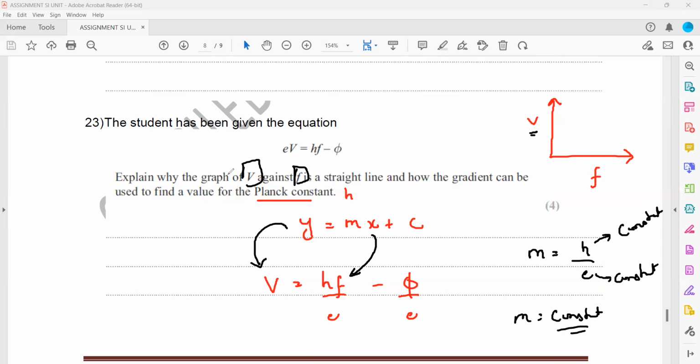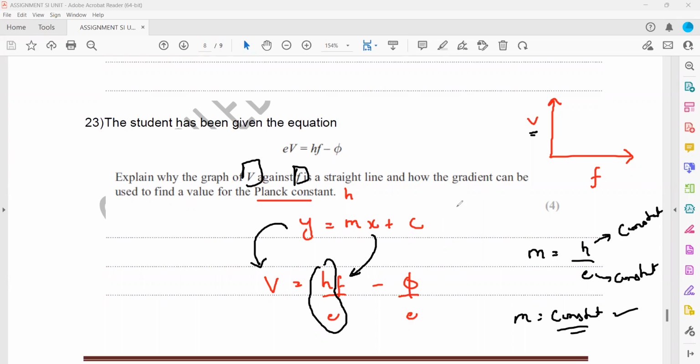So first thing, we have to show that the graph between V and F is a straight line. So why is it a straight line? Because when we rearrange the equation according to the equation of a straight line, y equals mx plus c, on the y-axis we have V, on the x-axis we have F. What we are left with is h over E, where h is the Planck's constant and E is the charge of the electron, which is also constant. So when we divide these two constants, we'll get a constant gradient. That's why it is a straight line. So in your answer, mention gradient equals h over E, where h is constant and E is constant, so the ratio between them will also be constant. That's why it is a straight line.